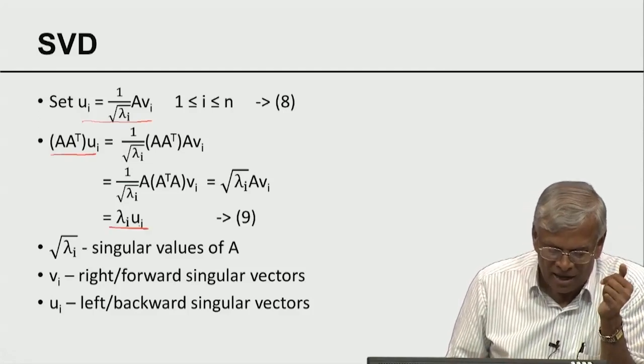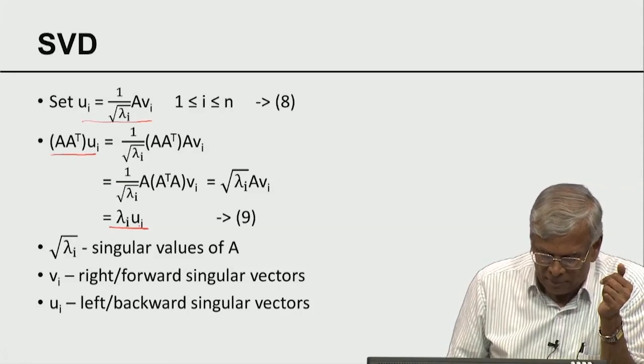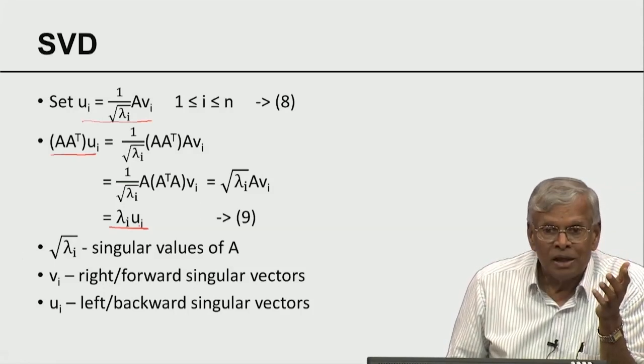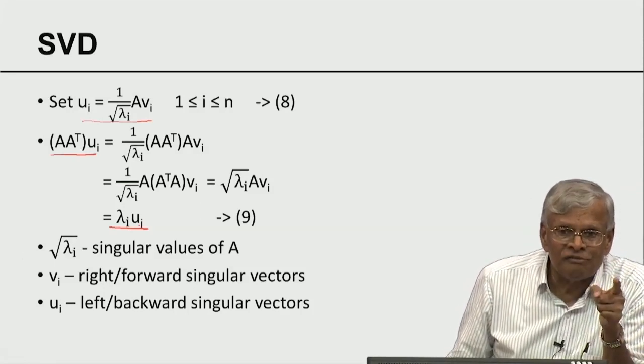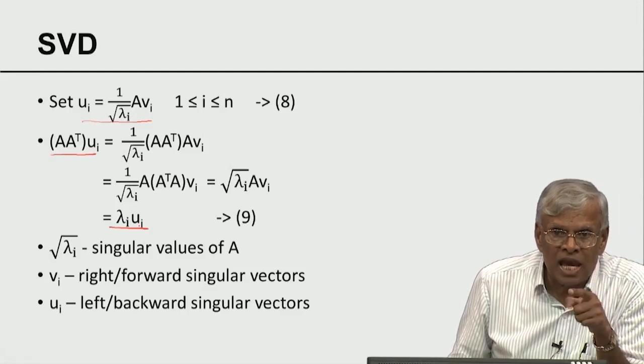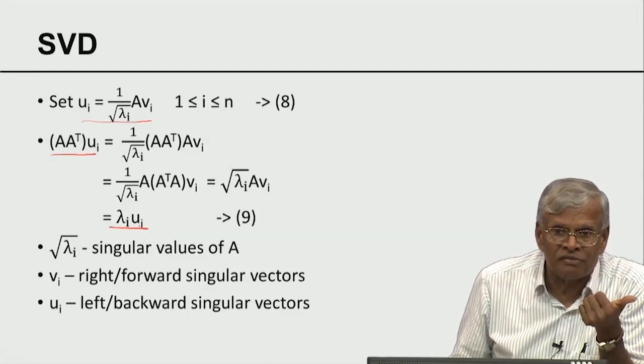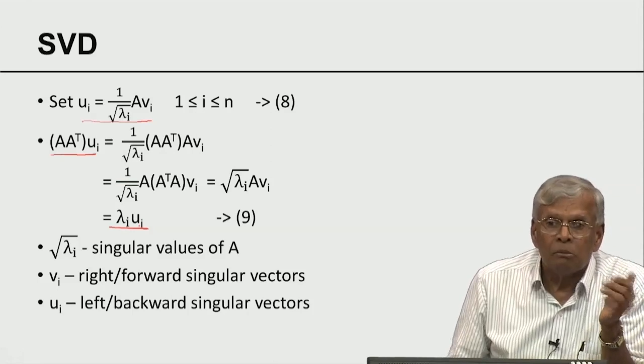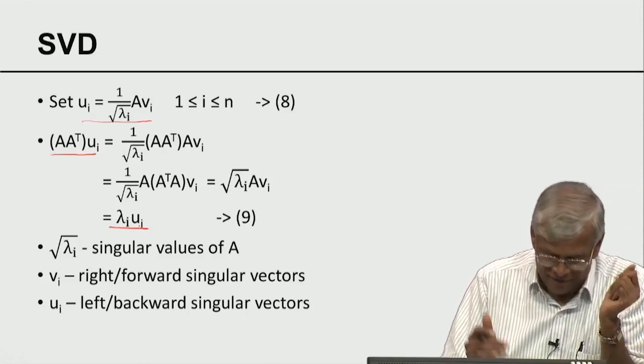So what does 9 say? A A transpose u_i is equal to lambda_i u_i. So what does it mean? If v_i are the eigenvectors of A transpose A, u_i are the eigenvectors of A A transpose. Both the matrices share the same set of eigenvalues.